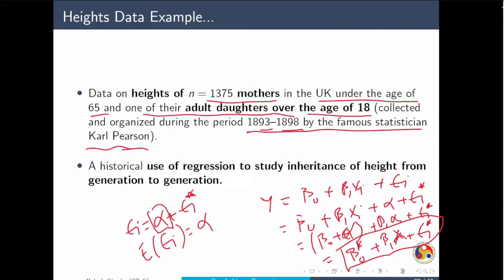This was one of the historical examples of using regression to study the inheritance of height from generation to generation, and the term regression was actually coined at that time from this kind of data. It was said that the heights of the daughters regressed from the mothers' side towards the mean. There is another story, but sadly I do not have time to share it with you.